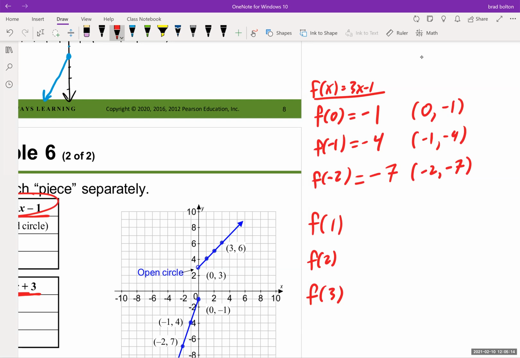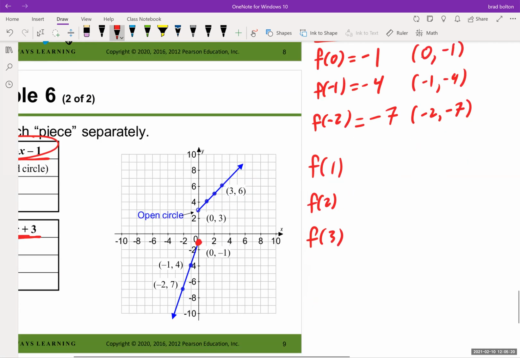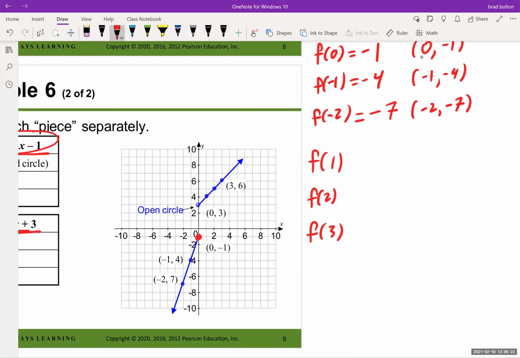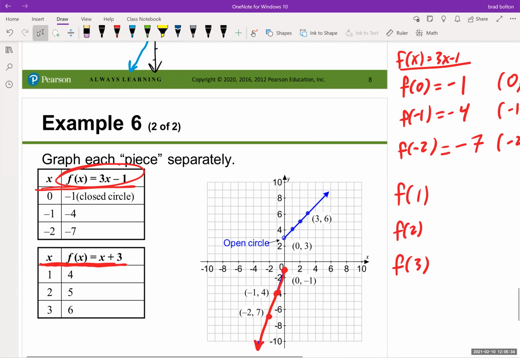So they like to use these coordinates to graph. So we go 0, negative 1. That would be this guy right here. Negative 1, negative 4, that would be this one. And then negative 2, negative 7, that would be this one. And then they connect the dots. So they do it similar to me, but instead of using y equals mx plus b, they build a little table, okay?